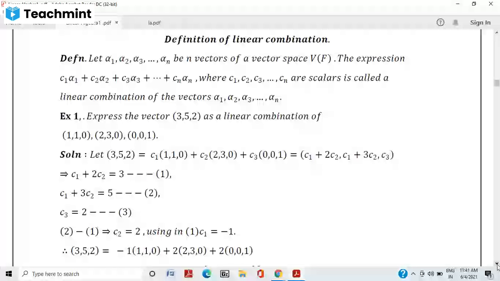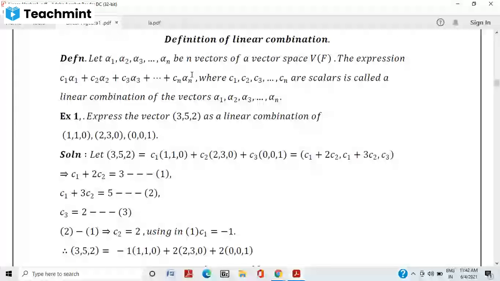Let alpha 1, alpha 2, etc., alpha n be n vectors of a vector space V over F. Then the expression C1 alpha 1 plus C2 alpha 2 plus etc., Cn alpha n, where all Ci's belong to F, they are scalars, is called a linear combination of the vectors alpha 1, alpha 2, etc., alpha n. How do we define it? It is an expression of the form C1 alpha 1 plus C2 alpha 2 plus etc., Cn alpha n. This is called a linear combination.